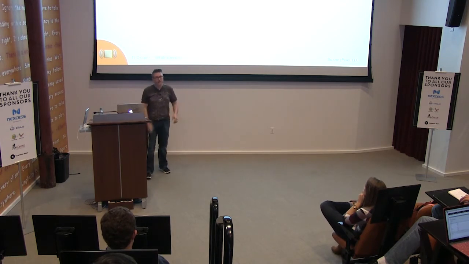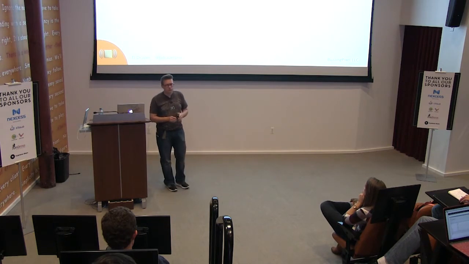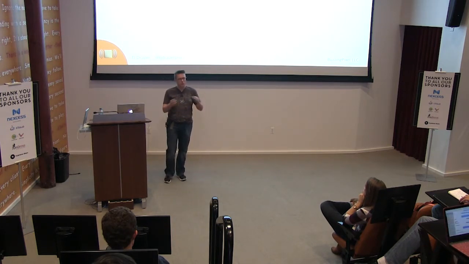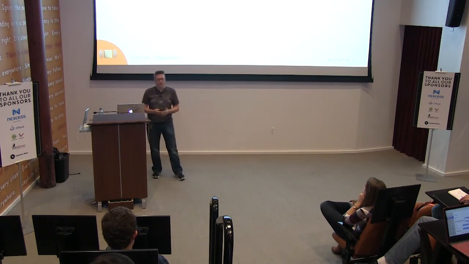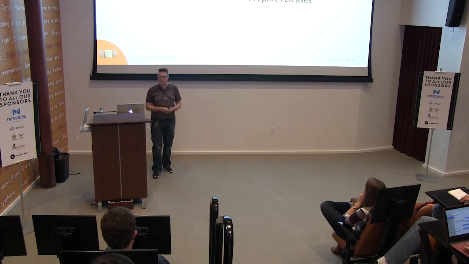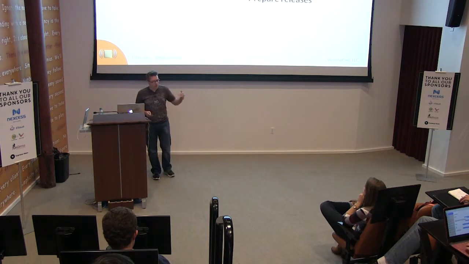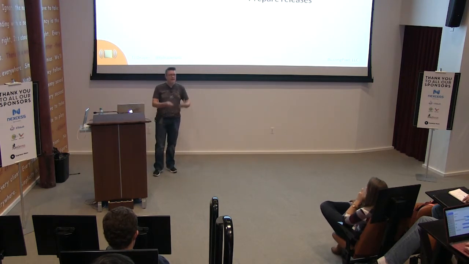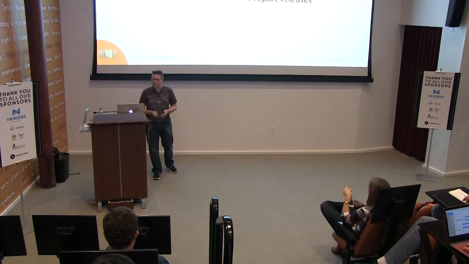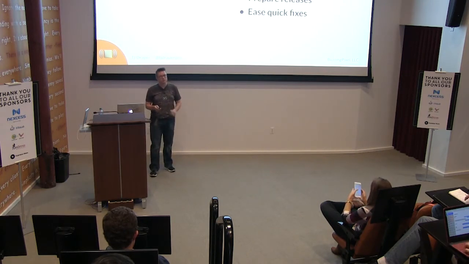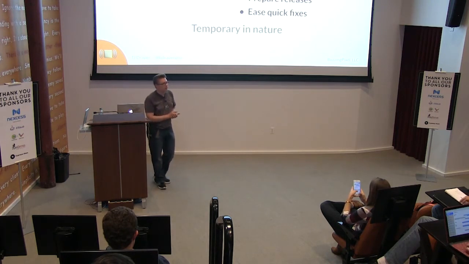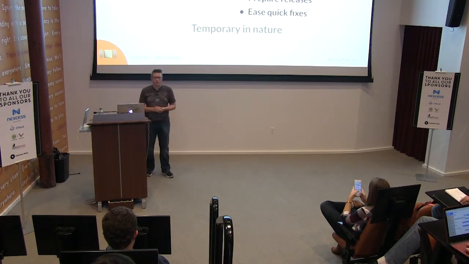So parallel development. It makes feature tracking clear. You create a branch for a feature. You have a one-to-one relationship with your features and your feature branches. They help you prepare for new releases. So when you create a release branch, that branch is aiding you in preparing for new releases. They ease quick fixes. You create a hotfix branch and you fix that issue that's critical that needs to be fixed in production. And the thing to note about all these topic branches is they are temporary in nature.